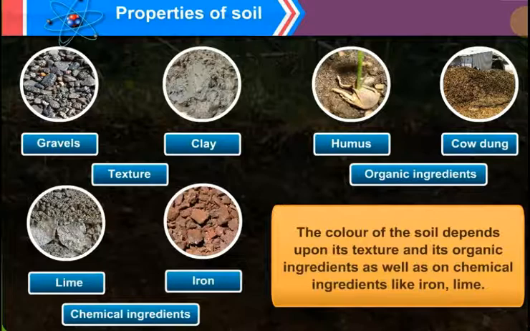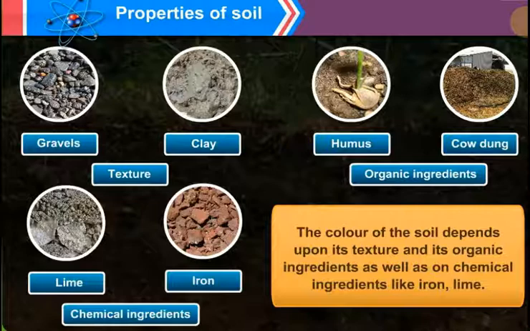Now you can see the color of the soil depends upon its texture and its organic ingredients, as well as on chemical ingredients like iron and lime. Now you can see in the diagram, in the picture, if lime is present, look at the color of the soil, and when iron is present, look at the color of the soil. So the color of the soil plays a very important role.